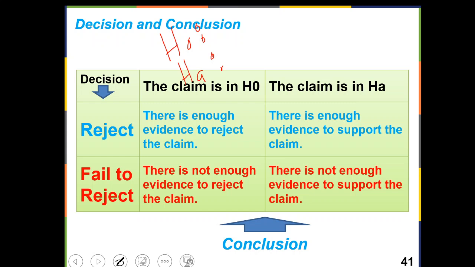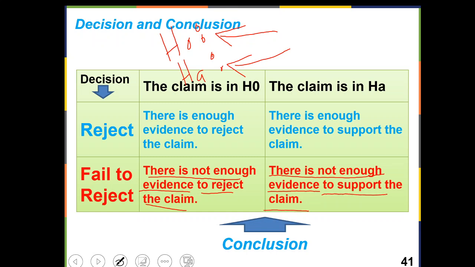But if you fail to reject the null hypothesis, then you always say there is not enough evidence. If the claim is here, you say there is not enough evidence to reject the claim. If the claim is here, you say there is not enough evidence to support the claim.